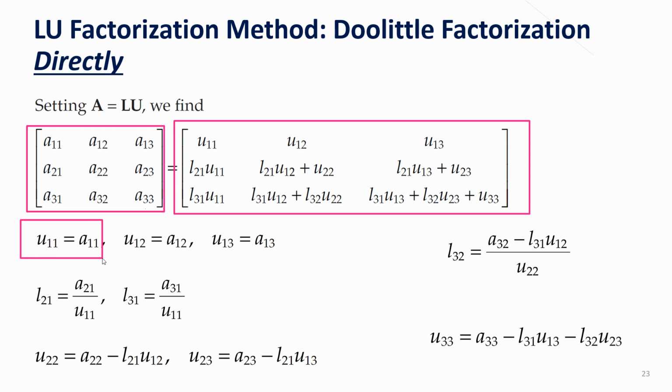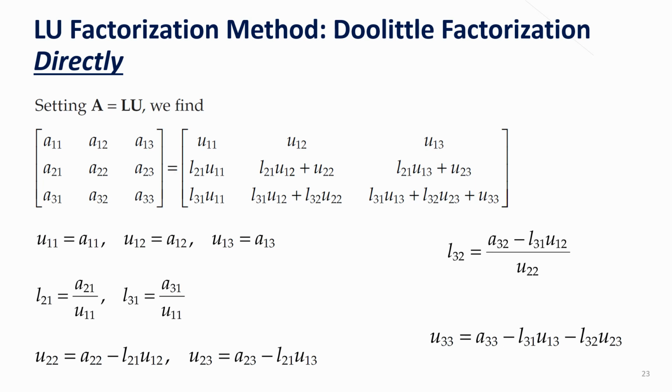Now you can pair it one by one. So you have U11 equals A11. U12 is equal to A12. U13 is equal to A13. Okay, make it clear a little bit. This one will be equal to this, right? Meanwhile, this one is equal to this, correct? And this one equals this one.